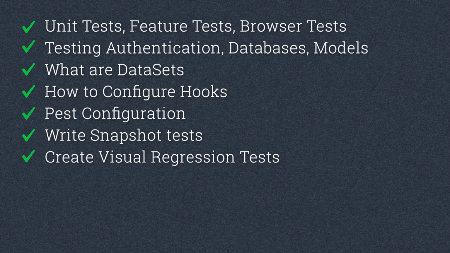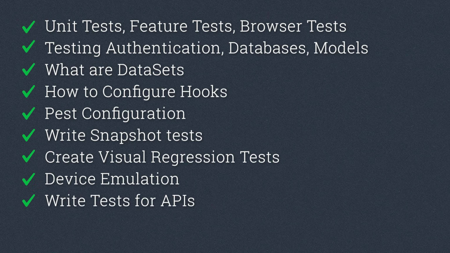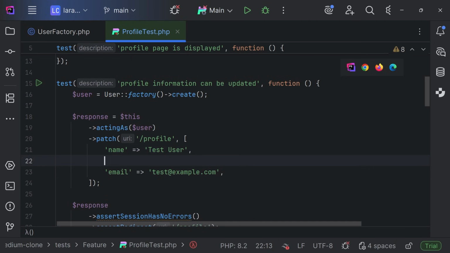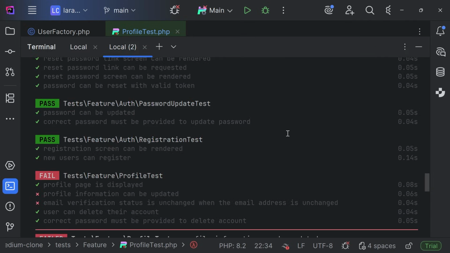We're going to have a look at device emulation as well, and we're going to write tests for APIs as well. We're going to learn how to filter, group, and structure our tests. In a nutshell, we will learn all the fundamental things you need to know to get started with testing. And finally, we will take a real project and create real tests for this project.